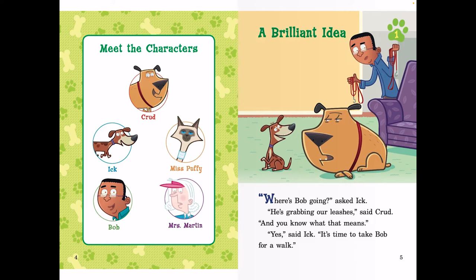Meet the characters. Crud, Ick, Miss Puffy, Bob, and Mrs. Martin. This chapter is titled, A Brilliant Idea.